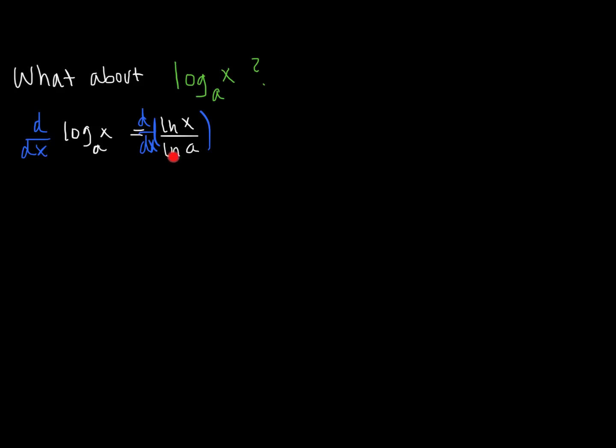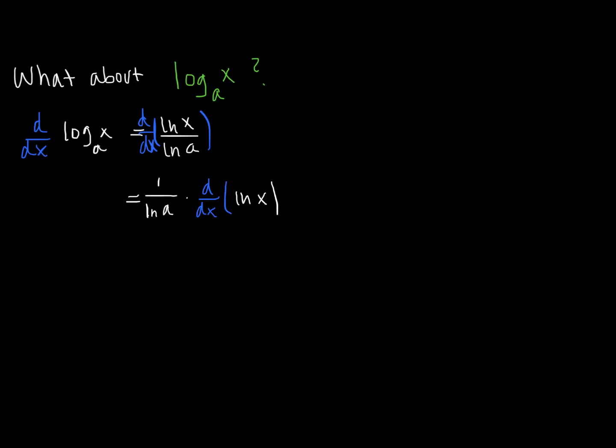But notice that natural log of a, that's just going to be the value of the base, whatever it is. Here I just used a because it could be anything. But this is not x at all. This doesn't depend on x at all. This will always be the same. So I can factor this out and only take the derivative of natural log of x, which I know how to do pretty easily. So this will be 1 over the natural log of a times the derivative with respect to x of the natural log of x.